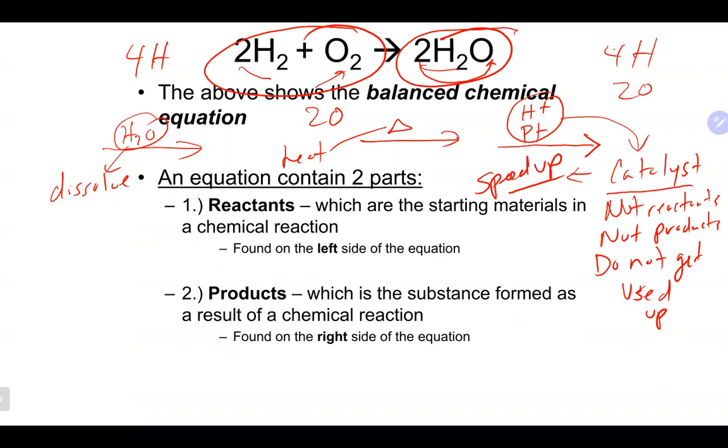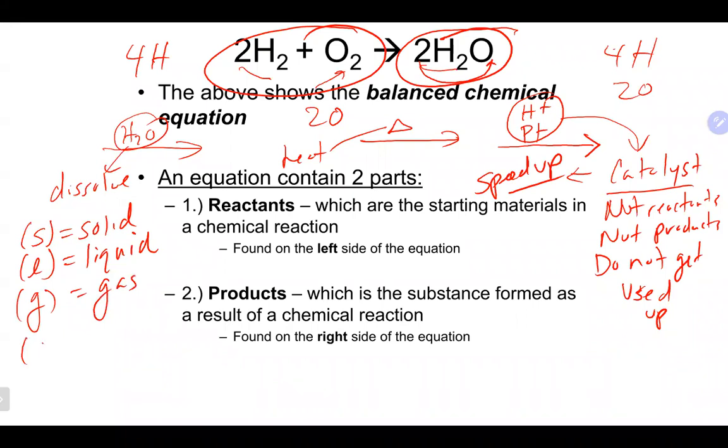In addition to the chemical formulas, we sometimes will see the states of everybody. You'll sometimes see an S next to something, which means it's a solid. You'll see an L next to a formula, which means it's a liquid. You'll see a G next to a formula, which means it's a gas. You'll see an AQ next to a formula, which means it's aqueous. So these are some of the states that we very commonly will see in a reaction.